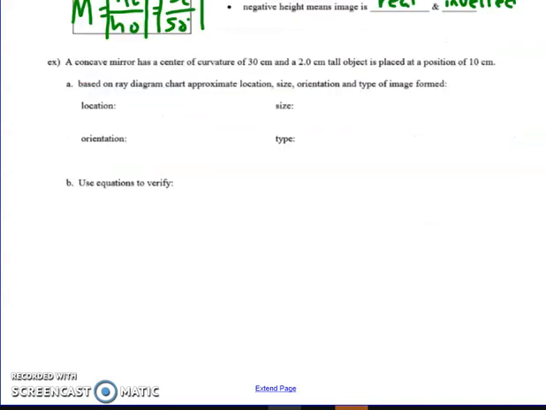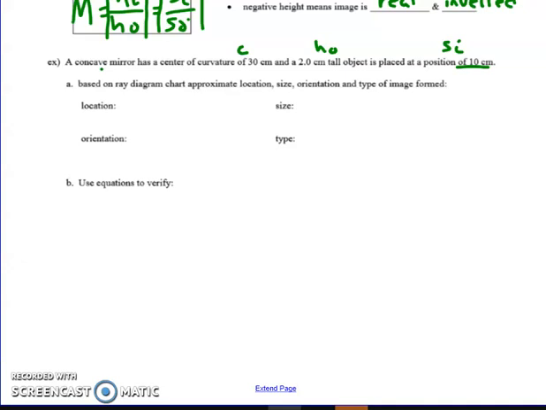Okay, so let's do a problem where we're going to use our ray diagrams and then we're going to use equations to verify. So we've got a concave mirror. Center of curvature is 30 centimeters. There's a 2 meter tall object, so that's the object height. It's placed at a position of 10 centimeters. Okay, so there's our image distance. Okay, based on the ray diagram chart, find the approximate location, the size, orientation, and type of image.